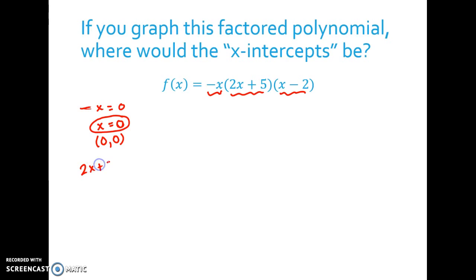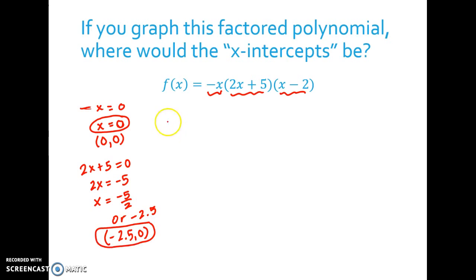2x plus 5 equals 0. So subtract 5. 2x equals negative 5. And divide by 2. X is equal to negative 5 halves, or negative 2.5. So as an ordered pair, you might write that as negative 2.5 comma 0. Or x minus 2 is equal to 0. So x is equal to 2 if you add 2 to both sides of that equation. So the ordered pair would be 2 comma 0.